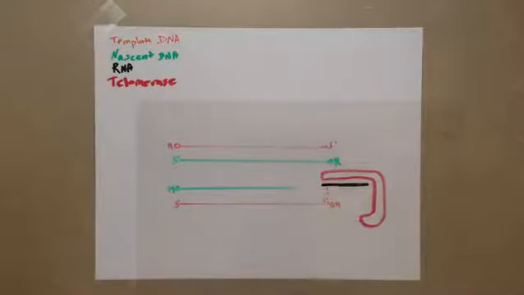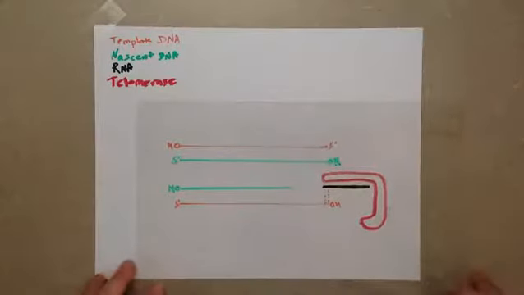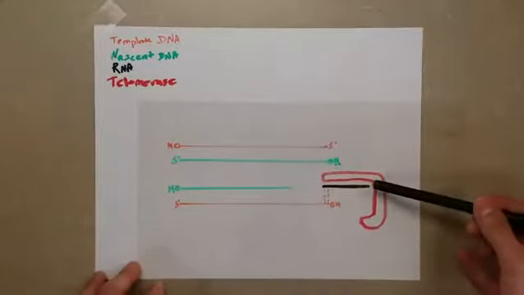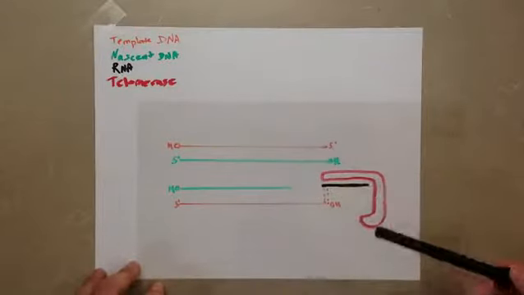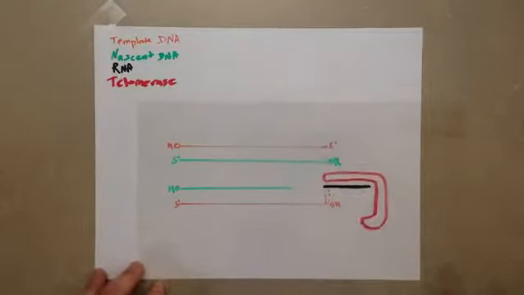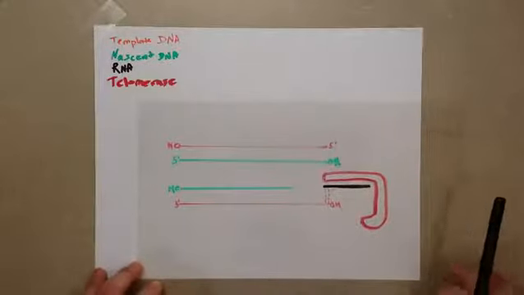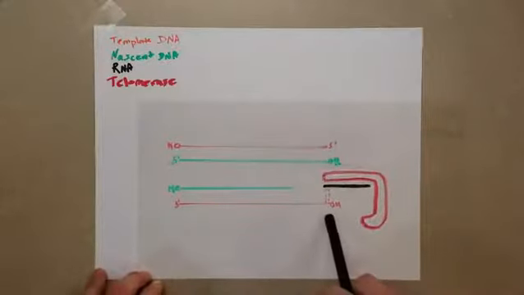Now, I just mentioned that the ends of DNA don't have very many genes that code for proteins. They do have repetitive sequences of DNA. Telomerase is an enzyme that carries around its own little piece of RNA primer, and that RNA primer is complementary to that repeating sequence that we find at the end of the DNA.